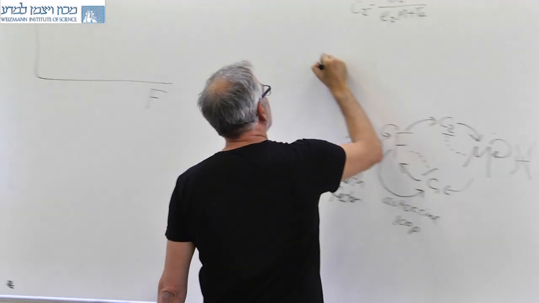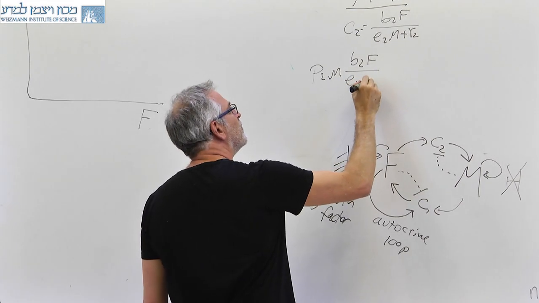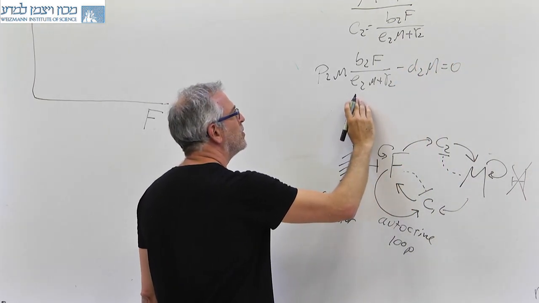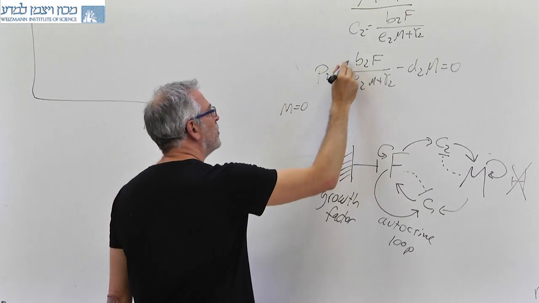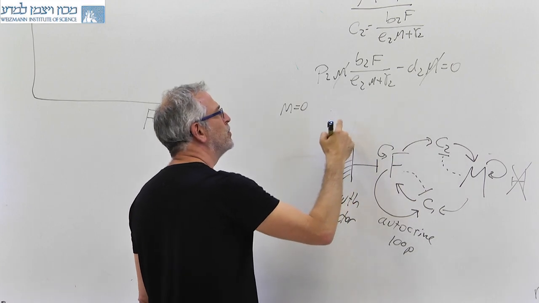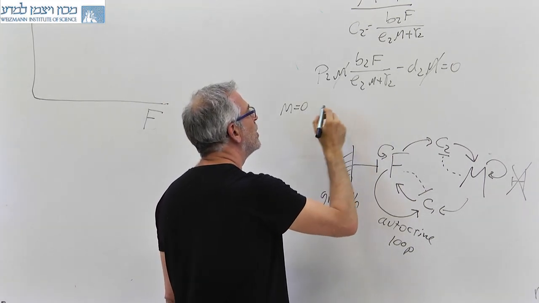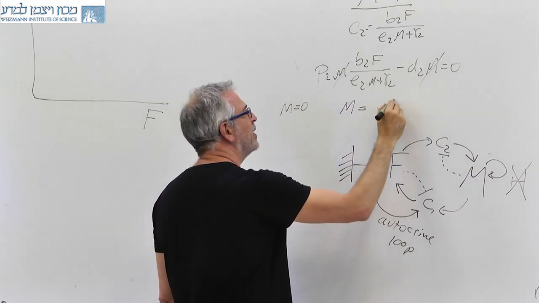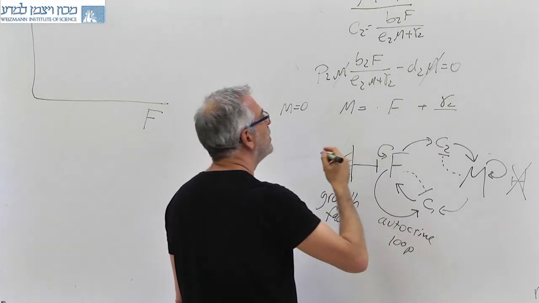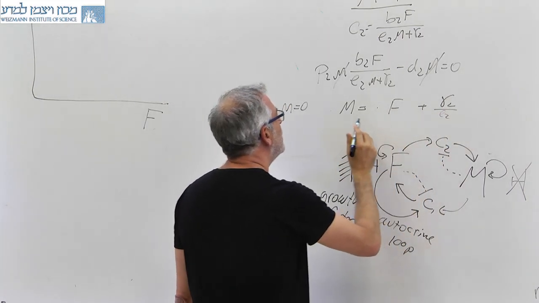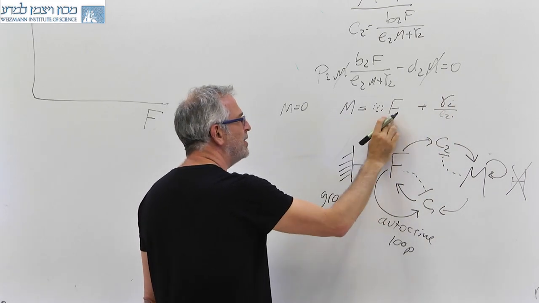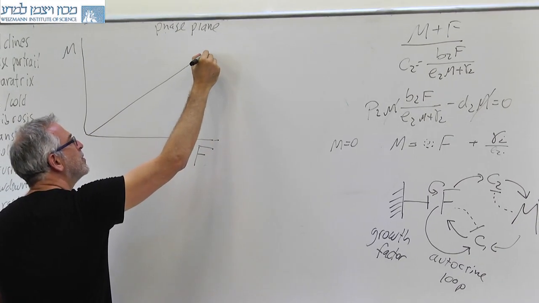So what is the null cline for dM/dt equals 0? We're going to write it out. P2m times this thing, minus d2m equals 0. And to solve this, I can notice that either M equals 0, or I can erase this M, and M and F satisfy a linear relationship in which M equals something times F plus gamma 2 over E2. So it's going to be some number that's made out of all these numbers plus a small number, because gamma is much smaller than E. So it's a line. It looks like this. This is the null cline, dM/dt equals 0.